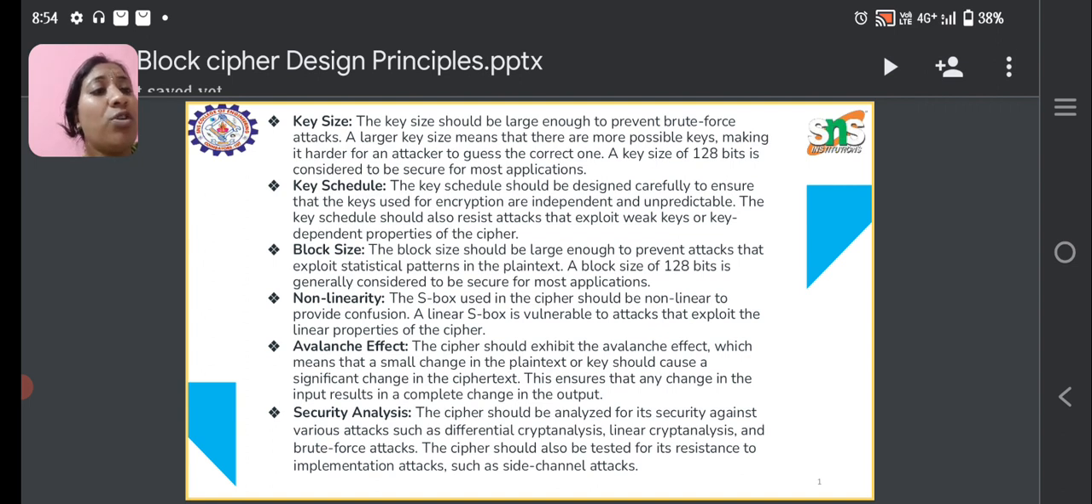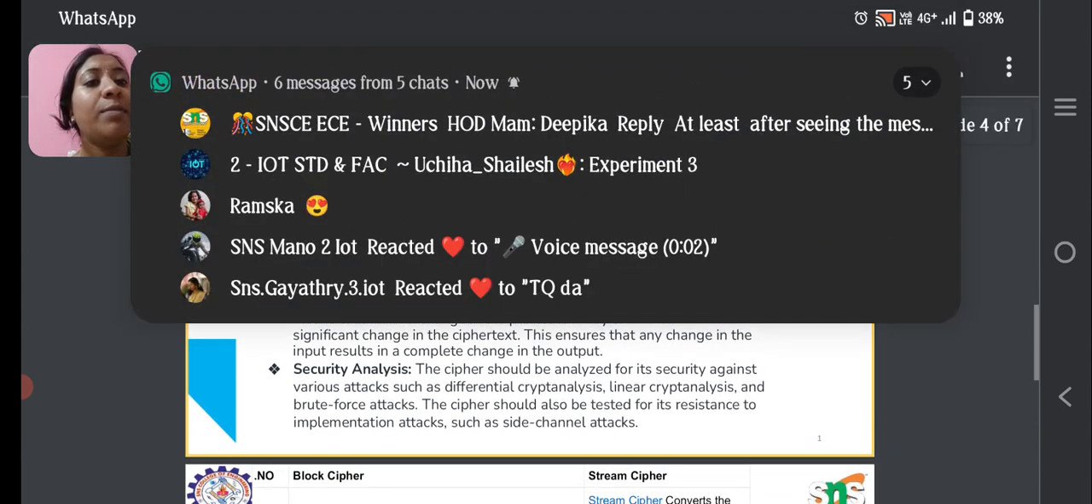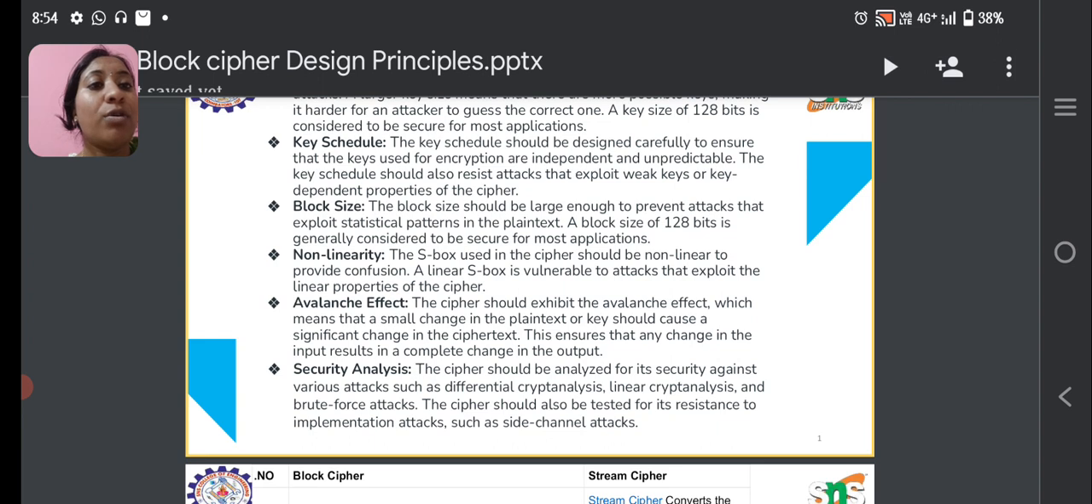For the block size, as I already said, the plain text is divided into blocks so that it is passed on to the next operation. Non-linearity is nothing but the S-box. The S-box used in the cipher should be non-linear to provide confusion. The cipher should exhibit the avalanche effect, which means a small change in the plain text or the key causes a significant change in the ciphertext. Only a minute change in the plain text makes a significant change in the ciphertext.